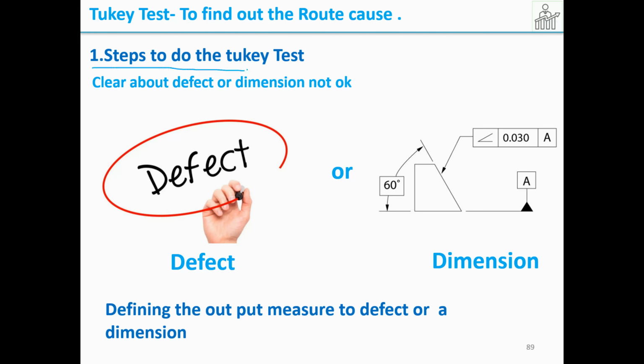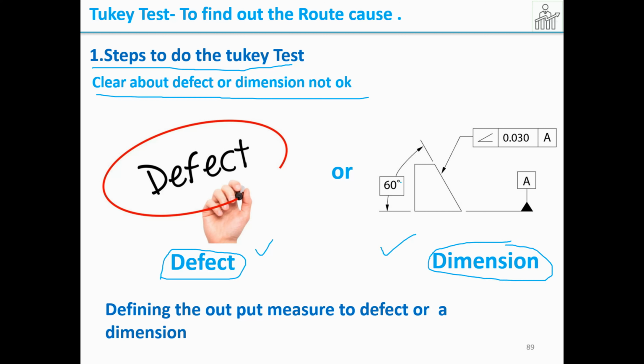The first step is we shall be clear about the defect or dimension not okay. So whether I am doing the Tukey test to find out the significant parameter for the defect or for the dimension variation. Once we conclude this, then we can go to step 2. So that is what they're telling: defining the output measure as defect or a dimension.